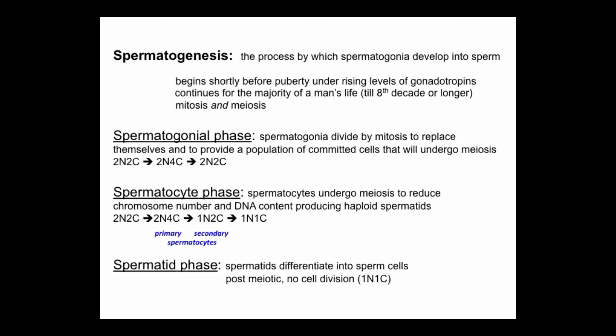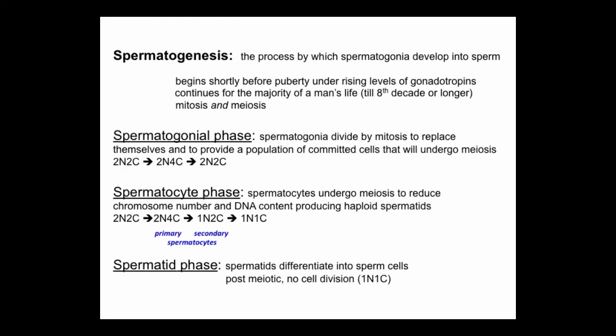In this podcast, we'll look at sperm production. Now, spermatogenesis is the process by which spermatogonia develop into sperm. Spermatogenesis begins shortly before puberty under rising levels of gonadotrophin, and continues for the majority of a man's life, can actually occur up until the 8th decade, sometimes even longer. Spermatogenesis is a process that involves both mitosis and meiosis.